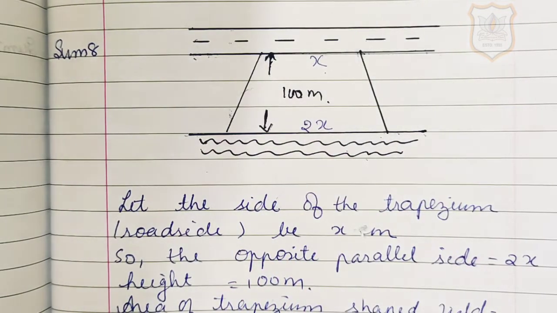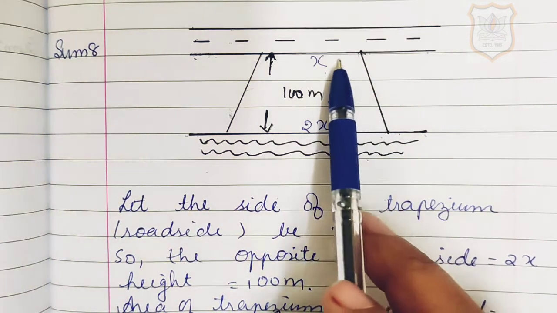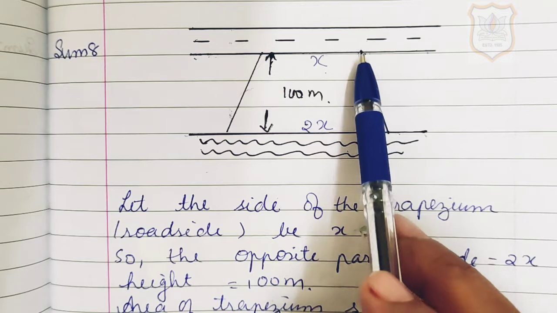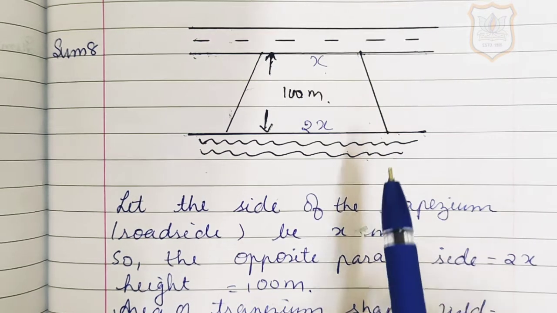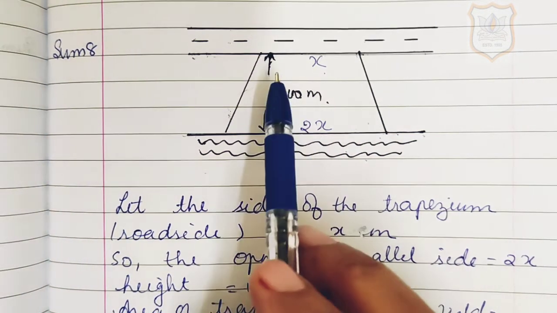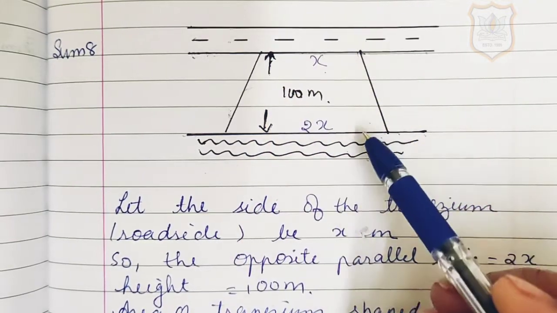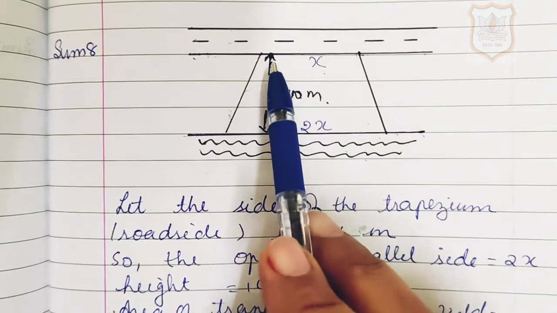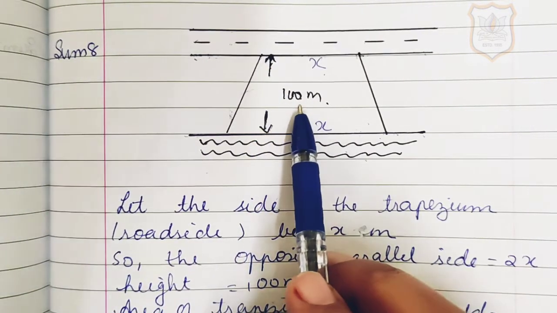Now here if the area of this field is 10,500 meter square, यहाँ पर जो ये ट्रेपेजियम शेप्ड फील्ड का एरिया है वो दिया हुआ है क्वेश्चन में, that is 10,500 meter square and the perpendicular distance between the two parallel side is 100 meter. This is the perpendicular distance between these two parallel side. ये दो पैरेलल साइड के बीच में ये परपेंडिकुलर डिस्टेंस है. परपेंडिकुलर डिस्टेंस means height is 100 meter.